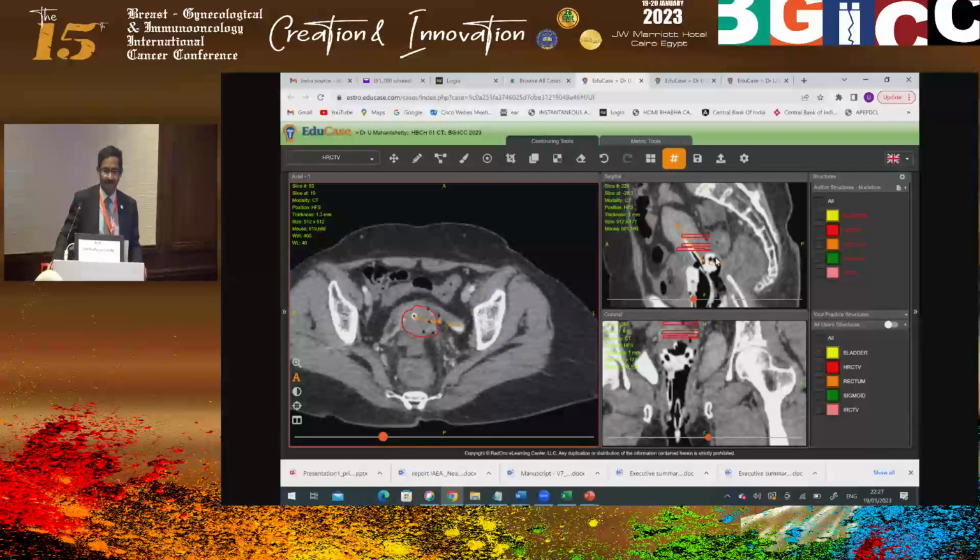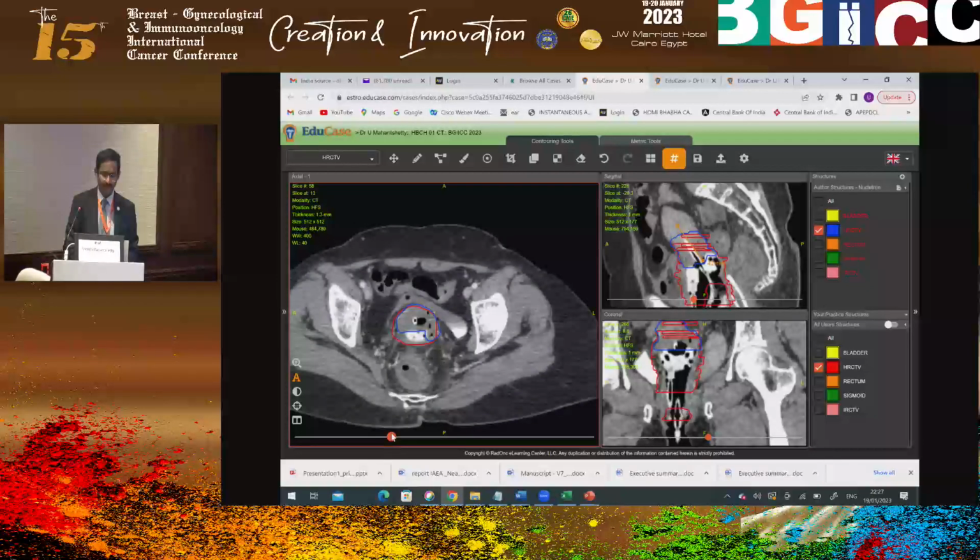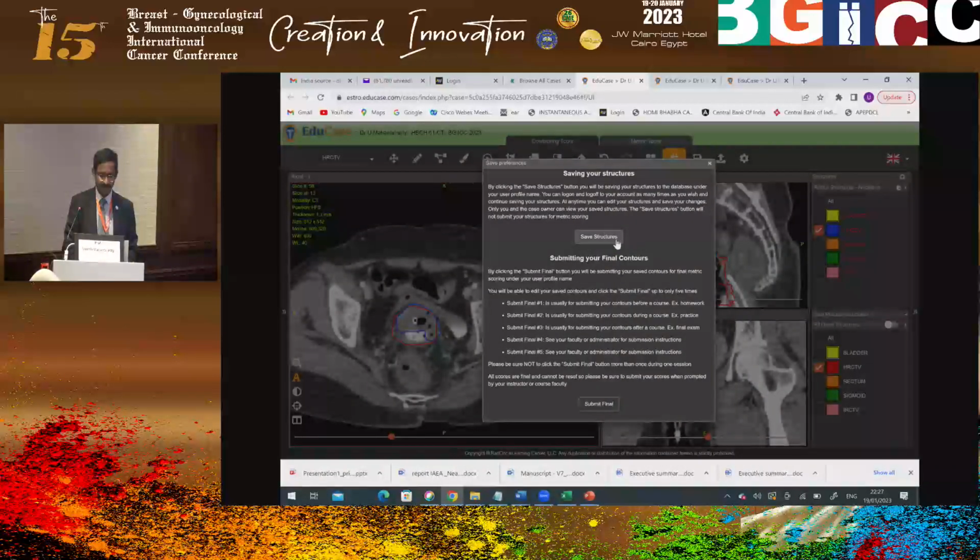Only the cervix, yeah. Okay, so let's see what you have contoured. Is that okay? Okay. So all user structures, okay. Oh la la, how many of you have submitted? No, save and submit. I don't think you all have submitted. So go to this button, save structures, and then at the bottom there's another command, submit final. Please submit.